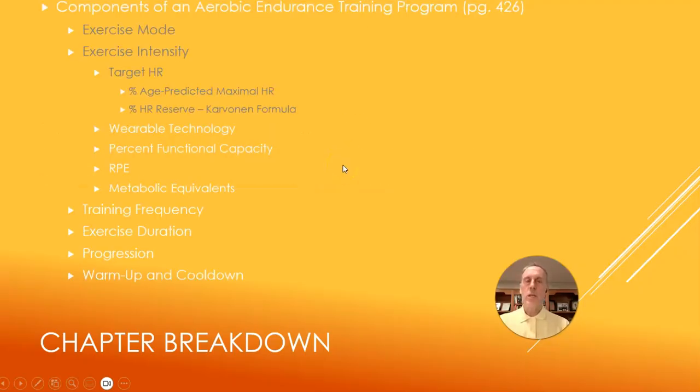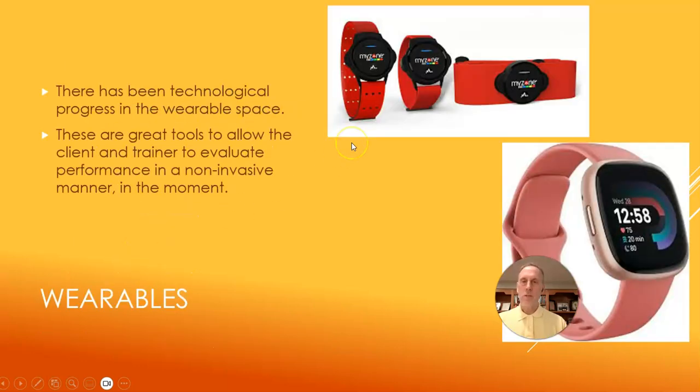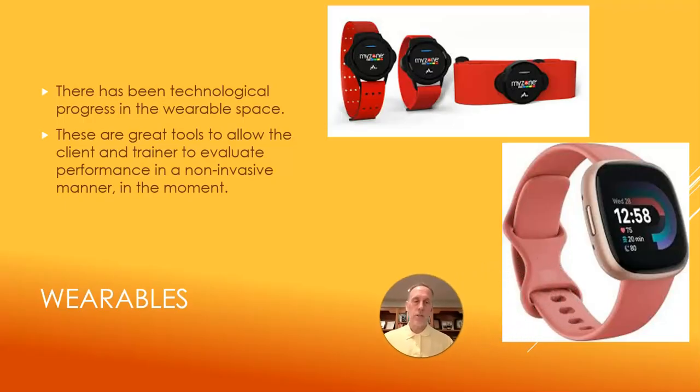So in terms of the process, in terms of our chapter, we've gone through exercise mode, intensity, target heart rate, and now we're into wearable technology, percent functional, etc., working ourselves down the list. There's been a ton of progress in this space, and it's been really great as a trainer. And also, if you're into strength and conditioning, there's a number of different wearables, something as simple as Catapult, which is a wearable that measures GPS as well as an accelerometer.